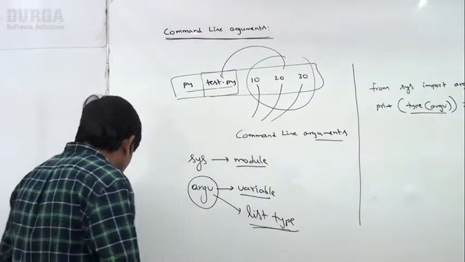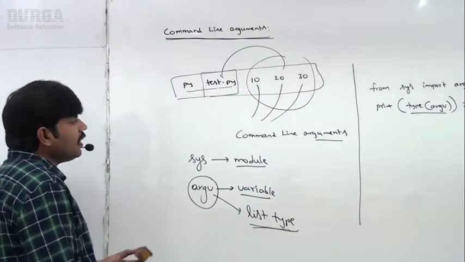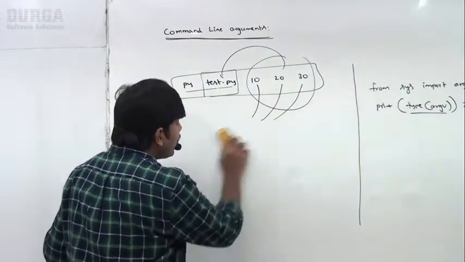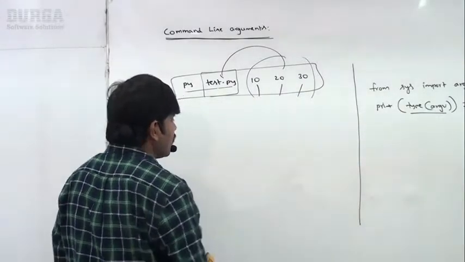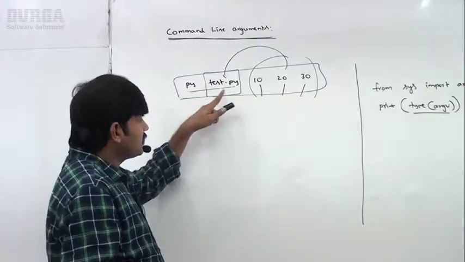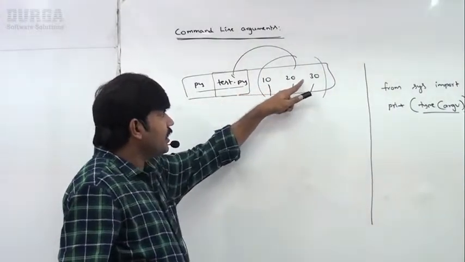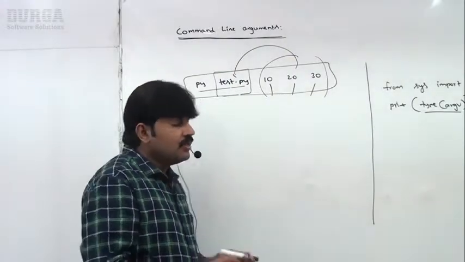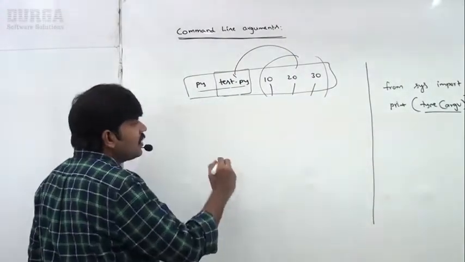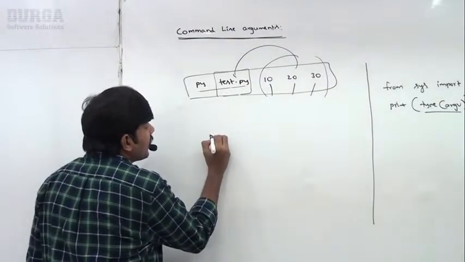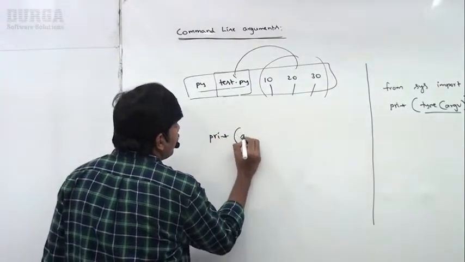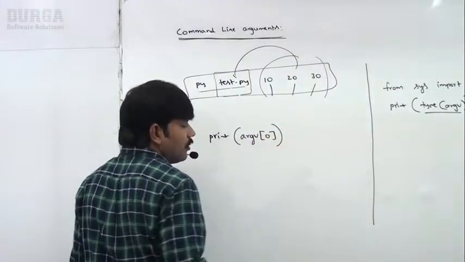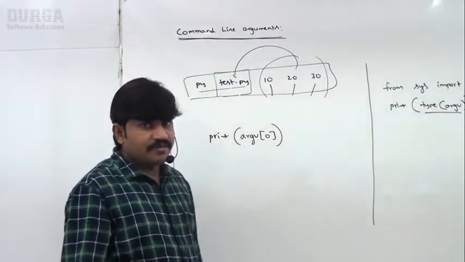Now I have one small doubt. Take very special care about this one. Here, how many command line arguments are we passing? Can you please observe? py test.py 10 20 30. How many command line arguments are we passing? 3 command line arguments, right? Now, inside my Python file, I'm taking print of argv of 0. Please confirm what answer we are going to get.